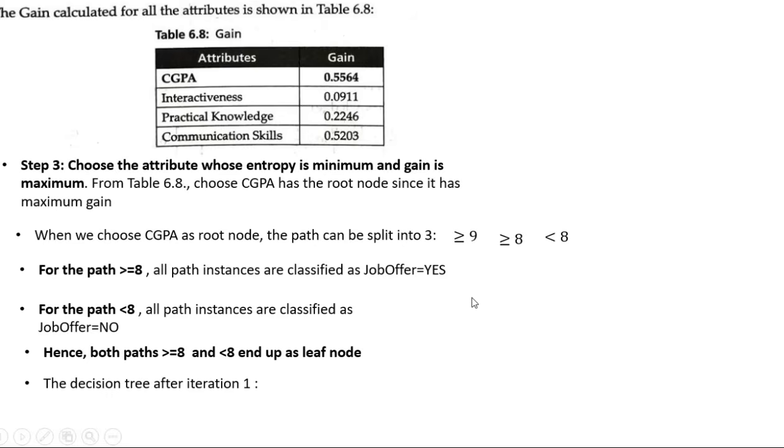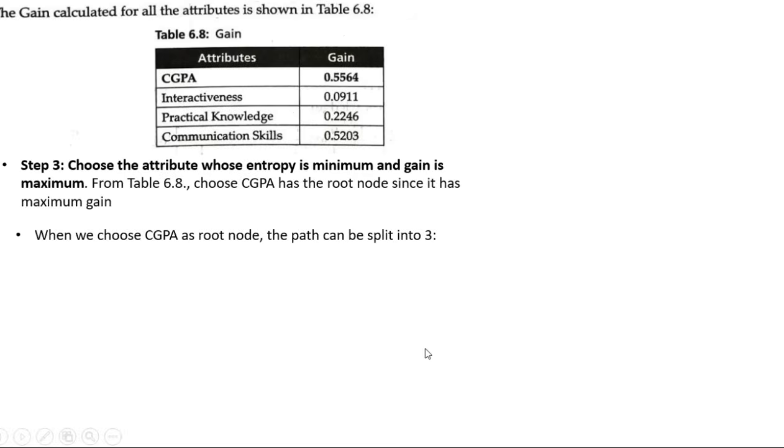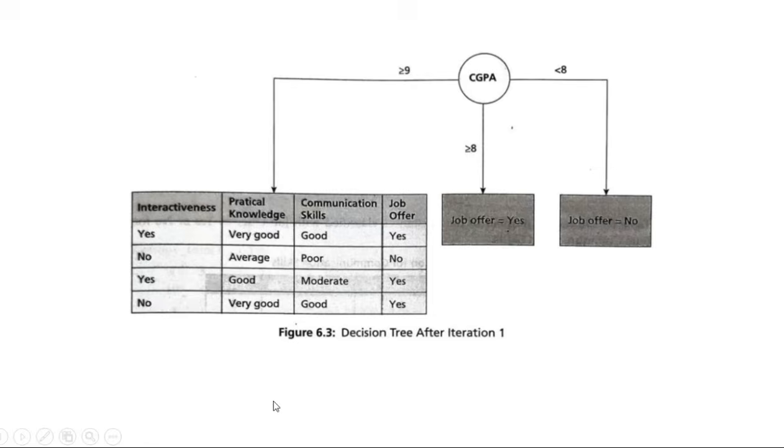But when I am having greater than or equal to 9, here I am having job offer as yes, here yes, here yes, but here I am having yes, and here I am having no. So when I am having greater than or equal to 9, sometimes I have yes, sometimes I have no. That means I have to do splitting for the condition greater than or equal to 9.